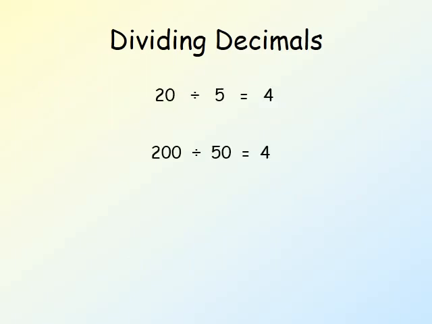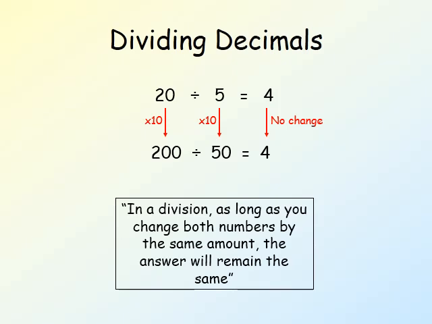So if you look at the two numbers, we had 20 and then 200, which of course is multiplied by 10. And then we had 5 and 50, which also again is multiplied by 10, but we got the same answer. And we need to apply this to the division of decimals, and then we will be okay. So the rule is, in division, as long as you change both numbers by the same amount, the answer will remain the same. And by using this concept, we can divide decimals.